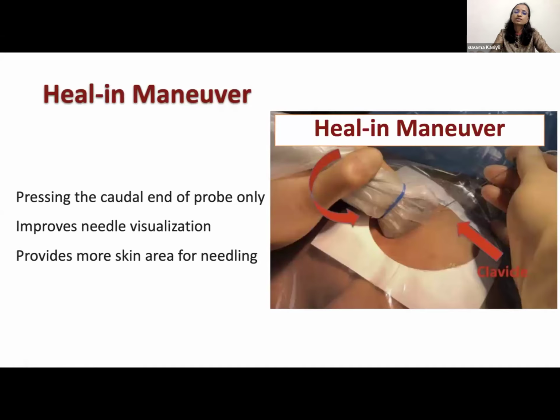And if you are finding it difficult to do the needling, because, as I said, you need a very acute needle angulation, you can do a heel-toe maneuver with this infraclavicular approach. That means the caudal end of the probe is pressed and the cephalic end of the probe is lifted a little. This pressing of the caudal end of the probe will improve the needle visualization, especially in the classic infraclavicular approach. Finding the needle near the nerve structure is difficult. So with this maneuver, or pressing the caudal end of the probe deeply, you can visualize the needle tip reaching the neural structures easily.